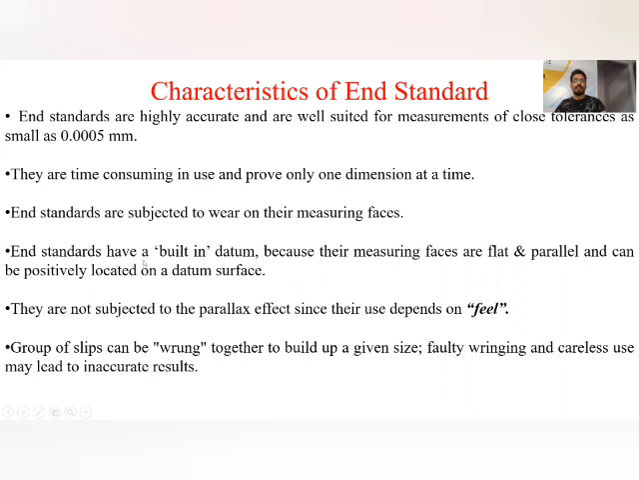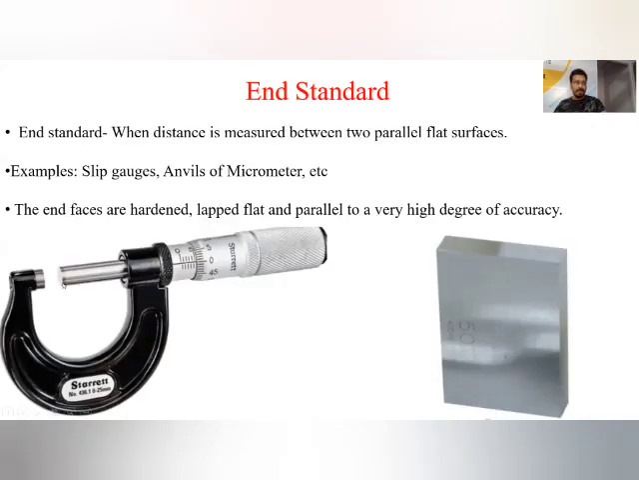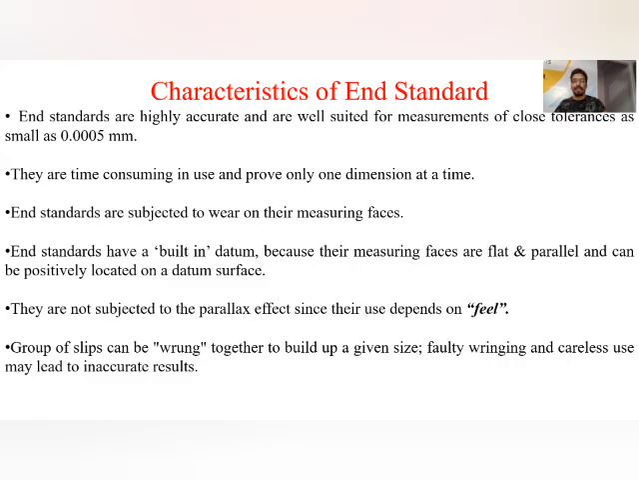Next, end standards have a built-in datum because their measuring faces are flat and parallel and can be positively located on the datum surface. For example, if we take the example of the anvil of a micrometer, these are parallel flat surfaces, so these themselves form the datum for the measurement. In the case of a slip gauge, if these two surfaces are parallel to each other, you can say this is a standing slip gauge. Why is it standing? It is forming the datum for its measurement itself. So an end standard has the quality that it can provide the datum itself for the measurement.